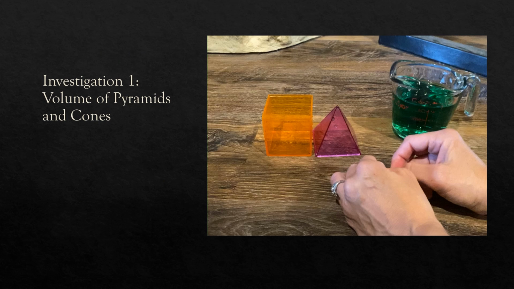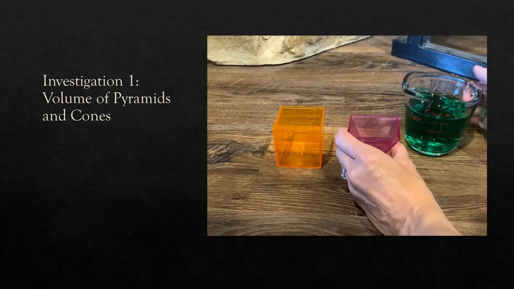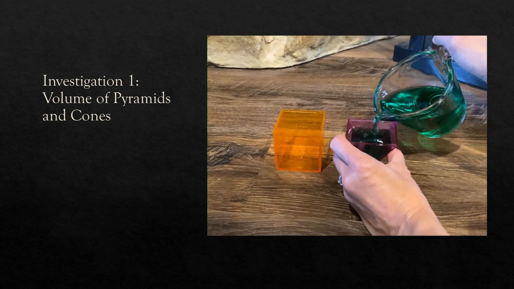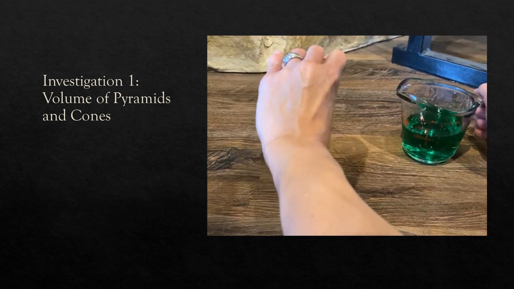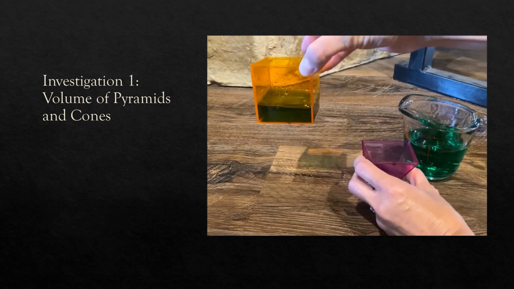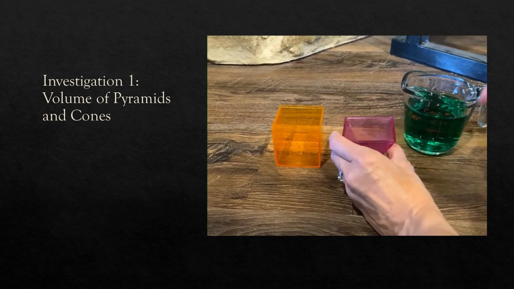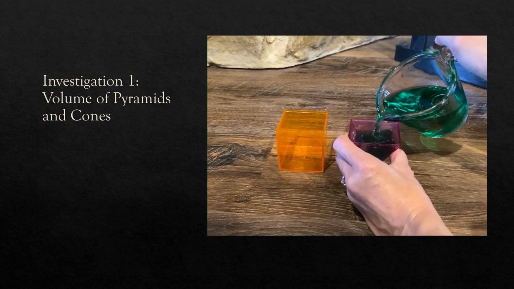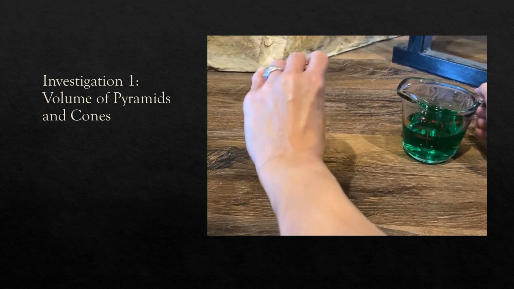Here is a rectangular prism and a rectangular pyramid of the same height. Watch what happens when we fill the pyramid. How much of that do you think it is? Let's check by doing 3. 3 pyramids fill that prism. You can see it again. 3 pyramids fill that prism.